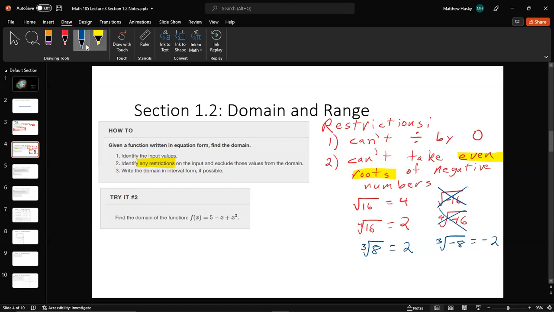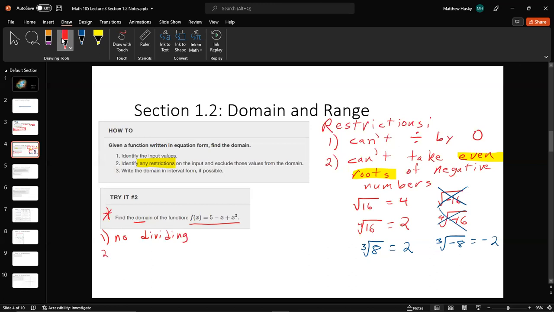So let's look at this example here, shall we? They ask us to find the domain and they give us this function here: 5 minus x plus x to the third. Here's the thing to notice. The first no is dividing by 0. Well, guess what, my friends? I don't see any dividing there at all. So the first restriction is not going to be an issue. So number 1, there is no dividing at all.